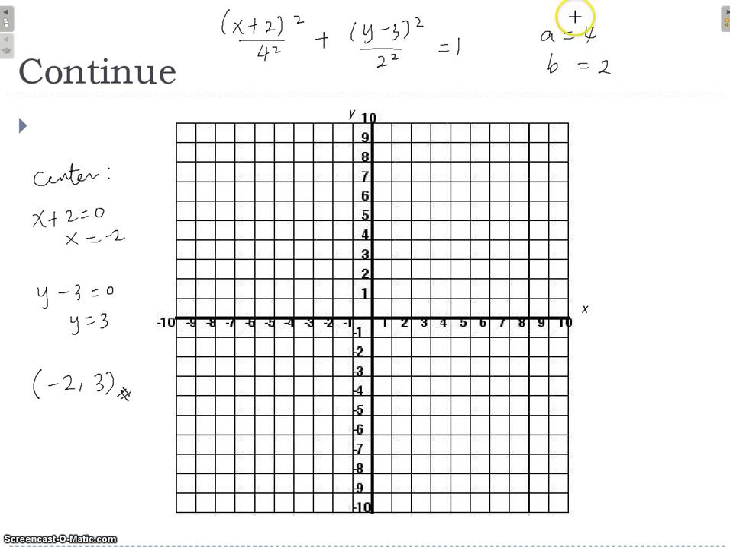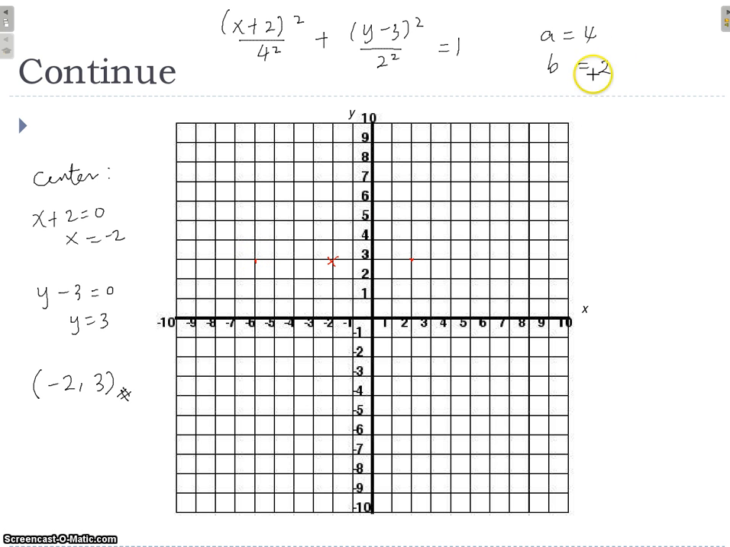And then just now we have a equals 4. It means the horizontal length is 4 units. And b equals 2 means the vertical length, or vertical radius, is 2. Let's see where the position of negative 2, 3 is first. Negative 2 is here, 3 is here. So label the center here. With a equals 4, go 4 units to the right side and left side: 1, 2, 3, 4, so here.